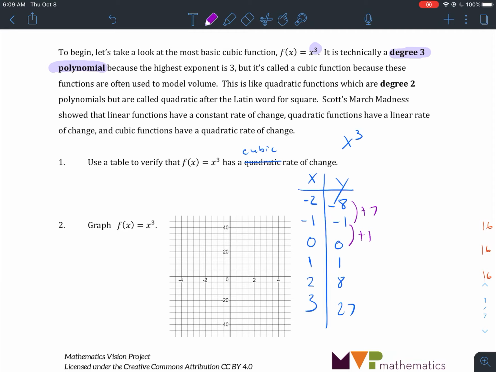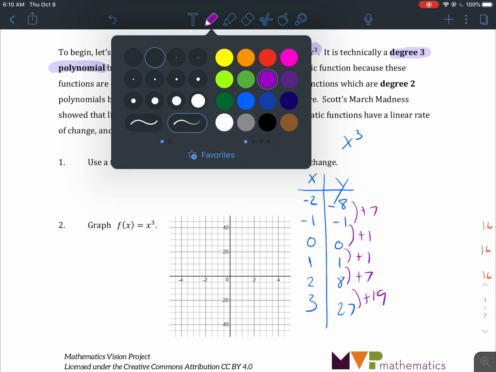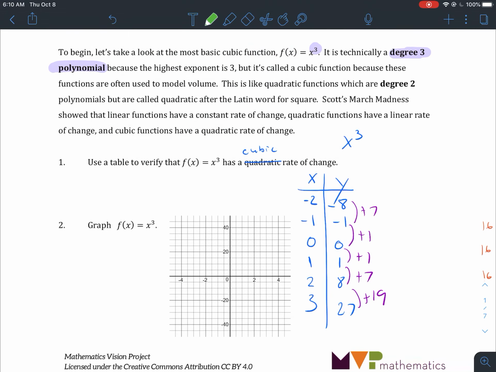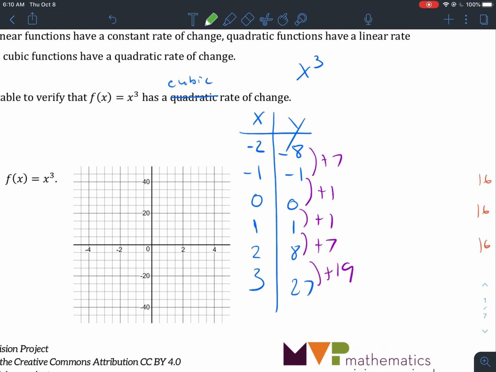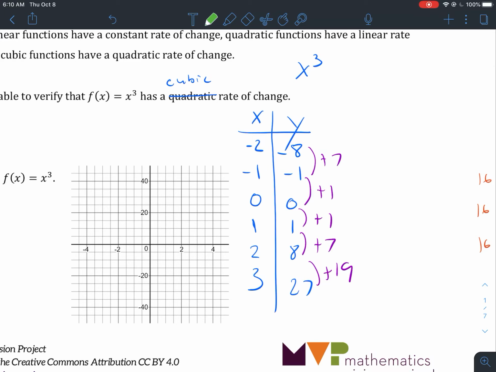All right. 1 minus 0 gives us a +1. 8 minus 1 gives us a +7. And 27 minus 8 gives us a +19. All right, so that is our first difference. It's not a common difference, so we know that it is not linear, right? So now let's go ahead, find our second common difference.